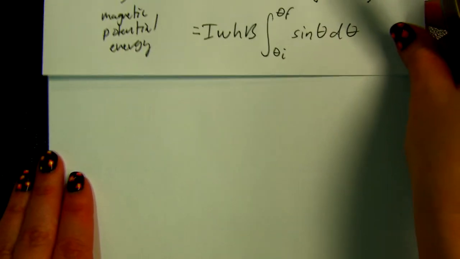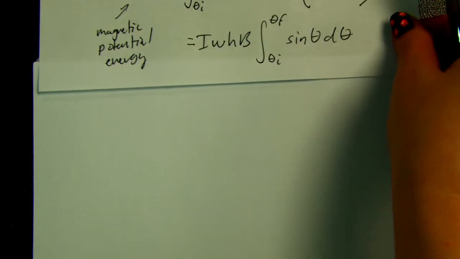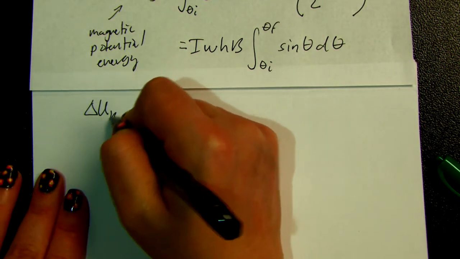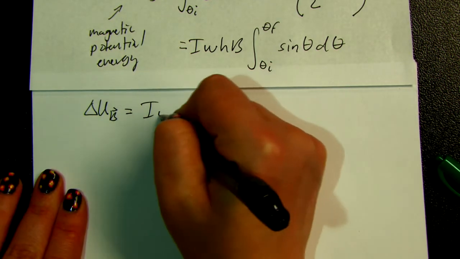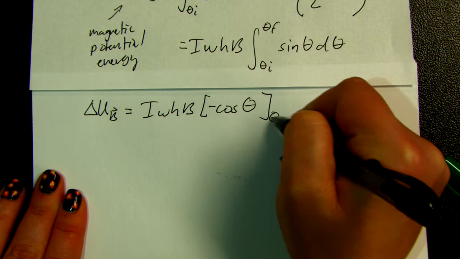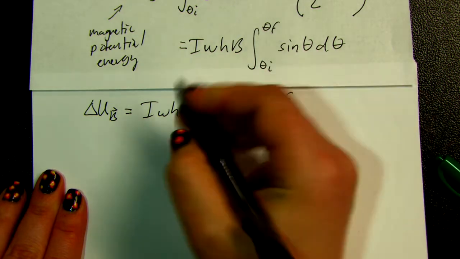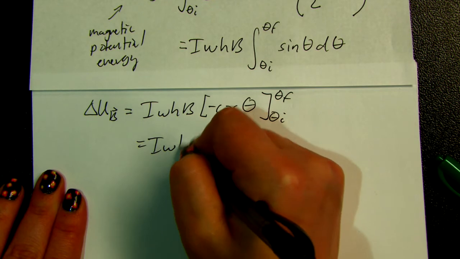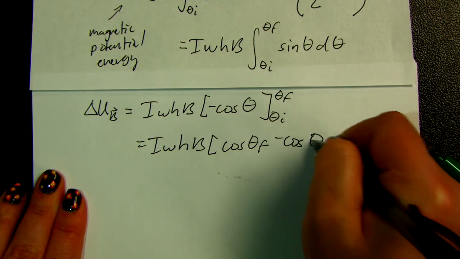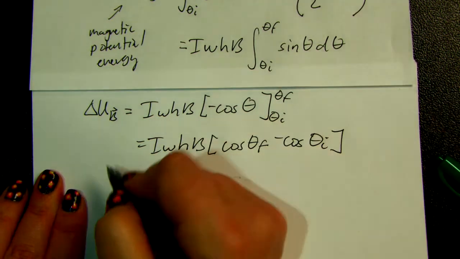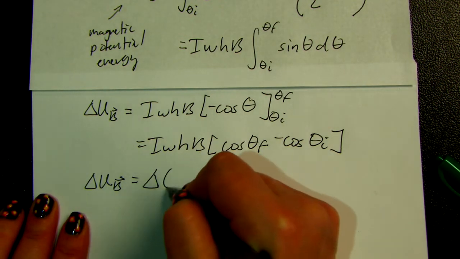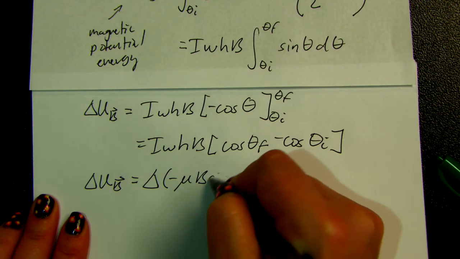All right, so now we're going to go ahead and solve this integral. And so the change in magnetic potential energy is equal to I w h B, minus cosine theta from theta initial to theta final, which is equal to I w h B times cosine theta final minus cosine theta initial. And so the change of magnetic potential energy is equal to delta of minus mu B cosine theta.